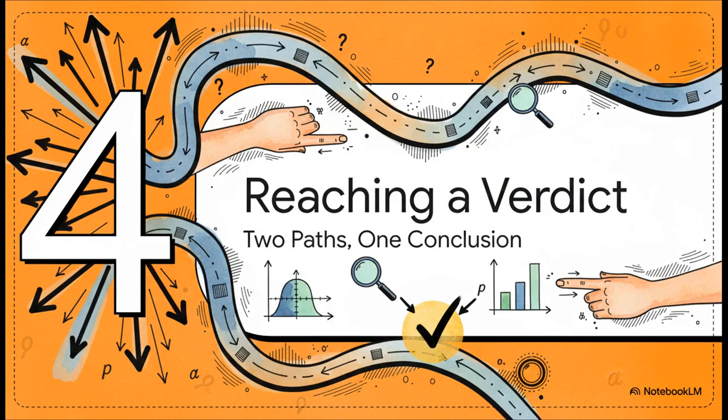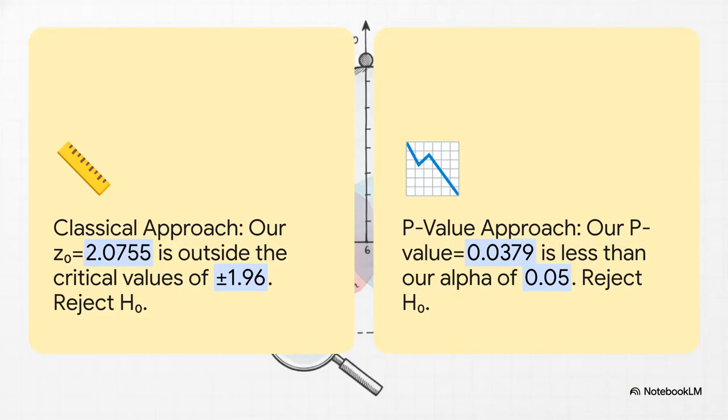So we've got this score, 2.0755. But what do we do with it? How does that number turn into a final verdict? Well, there are actually 2 classic ways to do this. And here's the cool part. They're just 2 different roads that lead to the exact same destination. Let's look at these 2 paths.